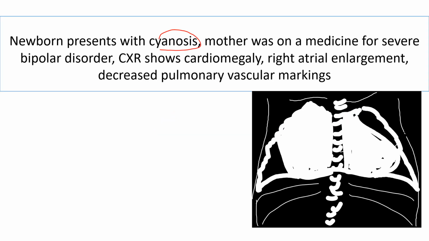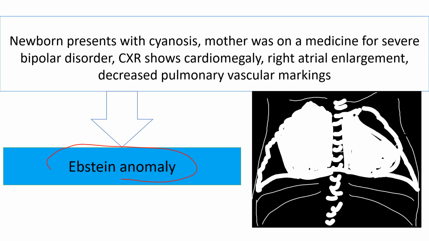Newborn presents with cyanosis. Mother was on a medicine for severe bipolar disorder, for example, lithium. Chest X-ray shows cardiomegaly. As you see, the heart is taking most of the chest. And right atrial enlargement, decreased pulmonary vascularity. What is the most likely cause? This is a classic presentation of Ebstein anomaly.